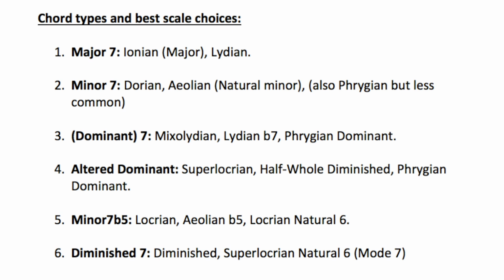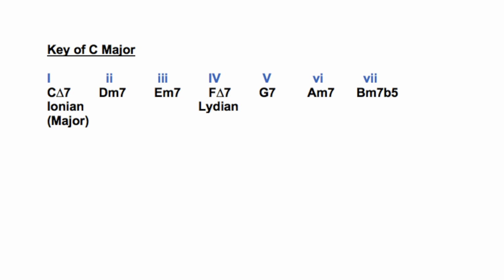Now Ionian, also called major, is used when a chord behaves as the first chord in a key. So Ionian is the first mode of the major scale, it is the major scale, and so we use it when a chord behaves as a 1 chord.